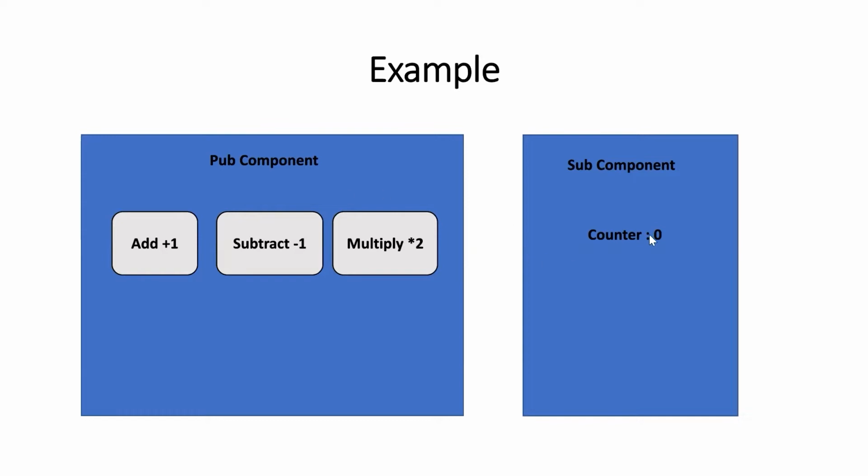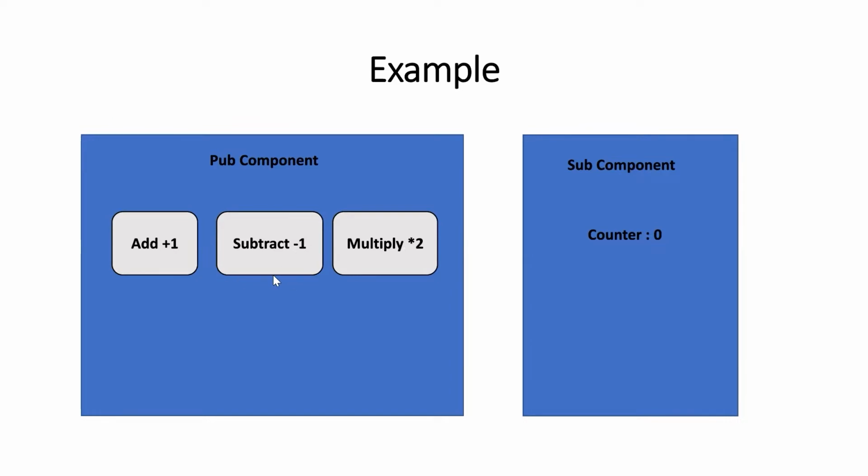Whatever the user clicks, if the user clicks on add, then I want to update the value of the counter. I want to make it 1 if the user clicks on add once. If he clicks again, I want to make it 2. Every time it will increase by the number that I have given. If I had given 2 here, then every time it will add 2 to the current value. Similarly, it will act for subtract and multiply.